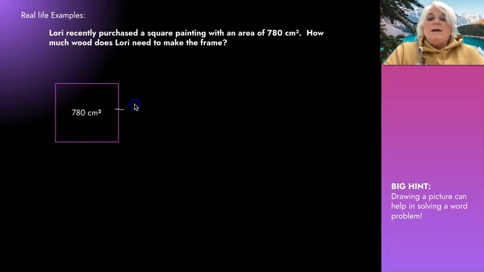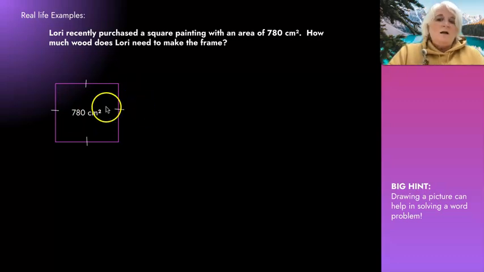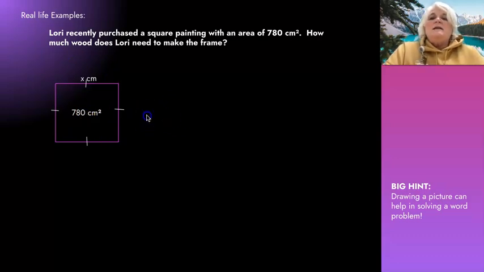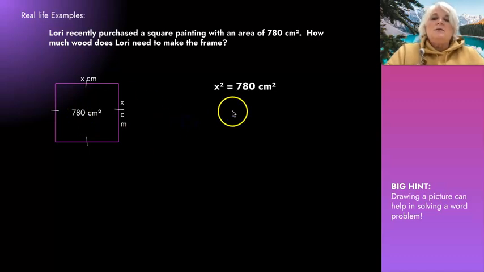Now, if it's a square, each side is equal. And for my square, the side, we're going to call that x centimeters. So x centimeters times x centimeters, if you want to do length times width, would be x squared equals 780. So I have x squared equals 780 centimeters squared. Or if you know that the area of a square is the side squared, it's the same thing.